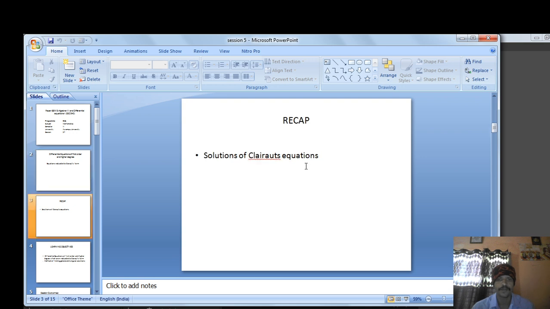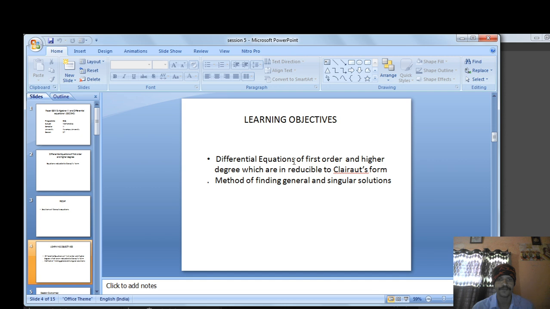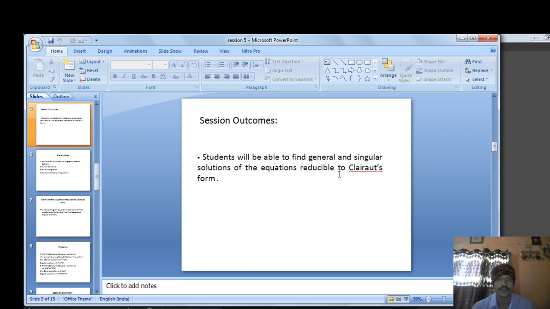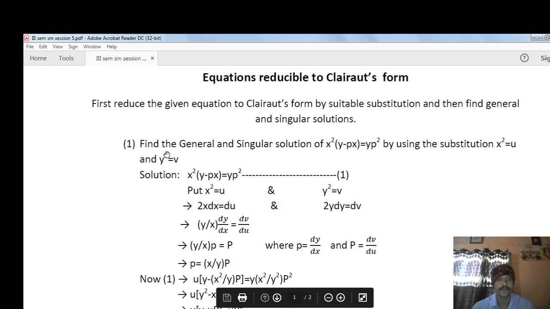In the last session, we saw the general and singular solutions of Clairaut's equations. In this session, we are going to see some equations which are basically not in Clairaut's form, but we can reduce those equations into Clairaut's form by using suitable substitutions. Let me have such equations. Find the general and singular solutions of this equation by using these substitutions.